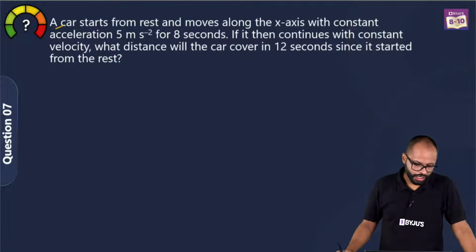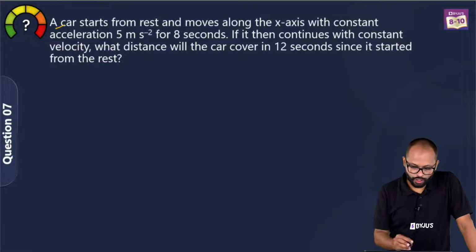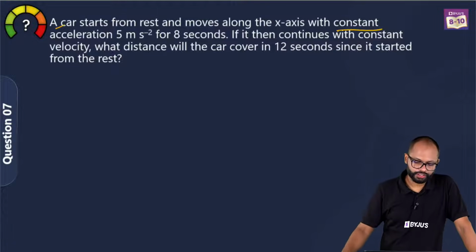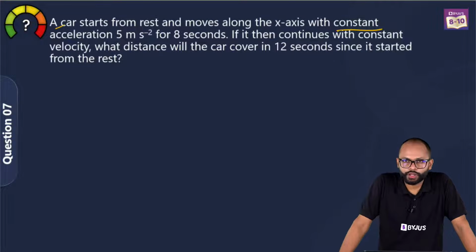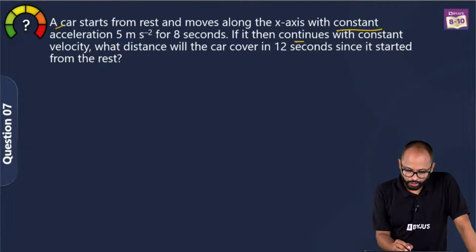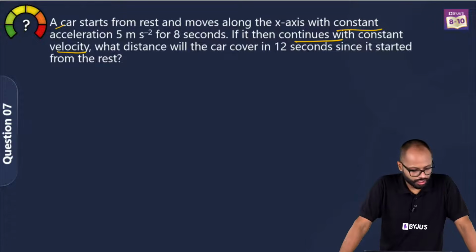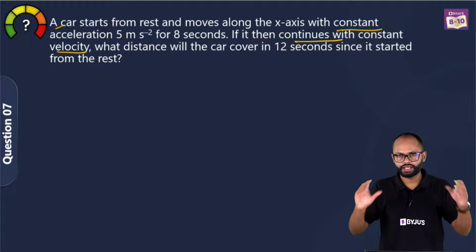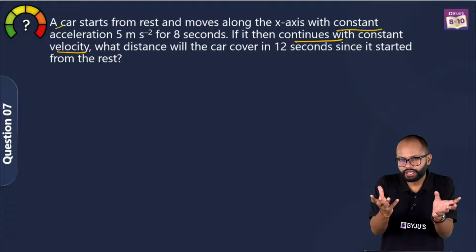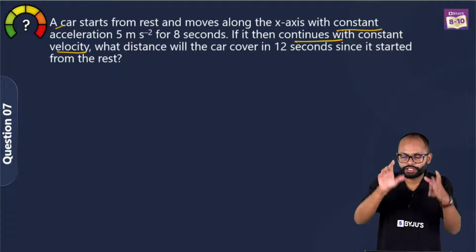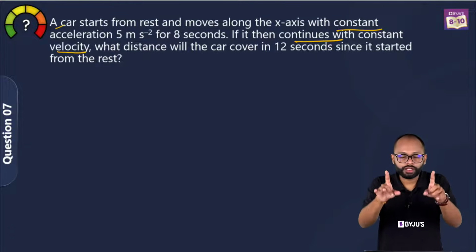What do you think? A car starts from rest and moves along the x-axis with constant acceleration 5 meters per second square for 8 seconds. All right. If it then continues with constant velocity, what distance will the car cover in 12 seconds since it started from the rest? Question looks big. It seems there is a lot of information. So read the question slowly, part by part, right?